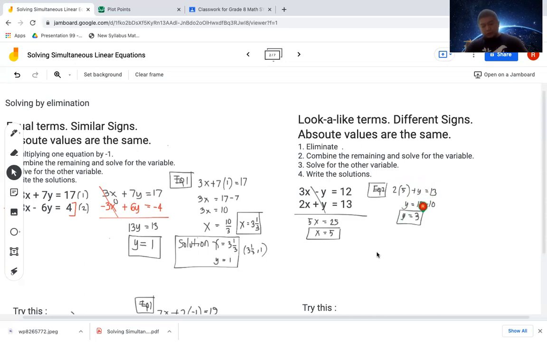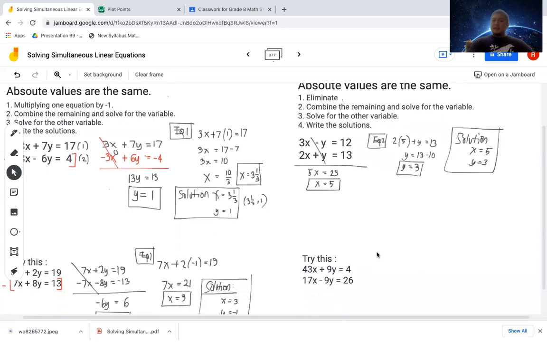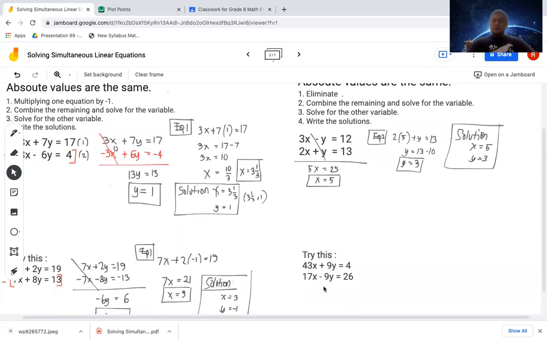So now the solution is that x is equivalent to 5 and y is equivalent to 3. All right. I hope you guys understand that. And this time, try to solve for this particular equation. Okay, pause this video and start.